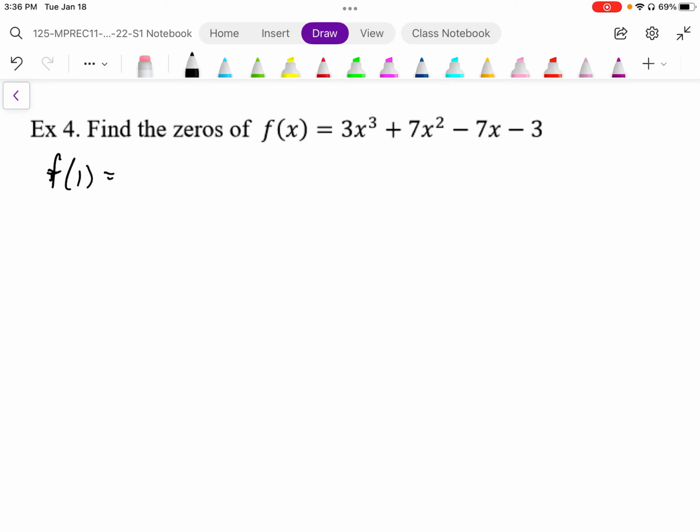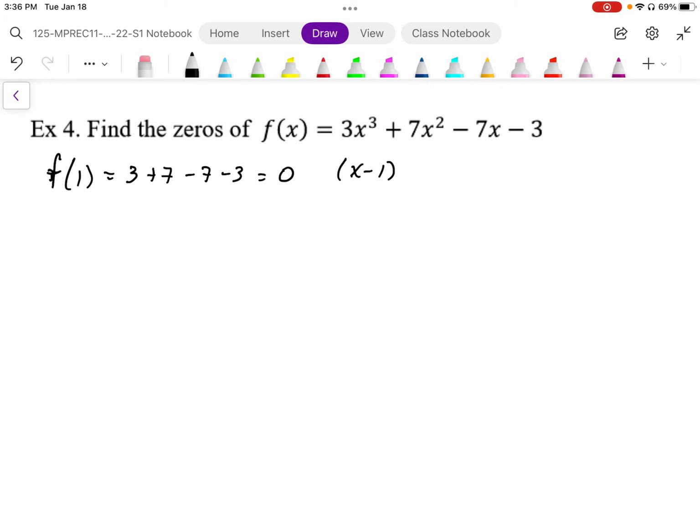So 1, if I plug that in, I end up with 3 plus 7 minus 7 minus 3. That's equal to 0. That indicates that x minus 1 is one of the factors. So that's all I need. I just need one factor.